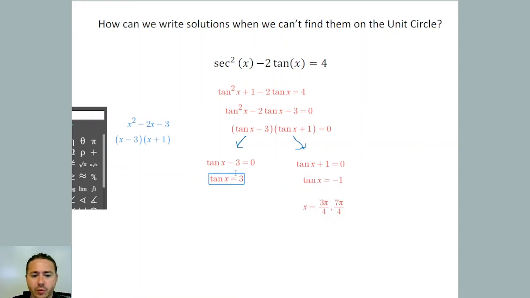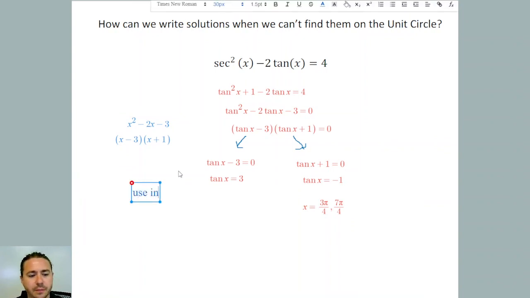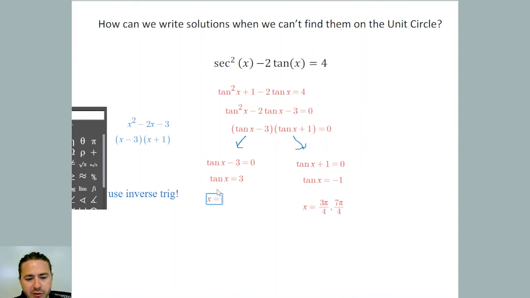But for tangent of x equals 3, we don't have an answer to that, at least not on the unit circle. So what we have to do is use inverse trig functions to solve this, and this is only for when you can't use the unit circle. So the inverse tangent of 3 is only going to give us one of our solutions, and I'll show you how to find the second one. So this is something that you'll put into the calculator.